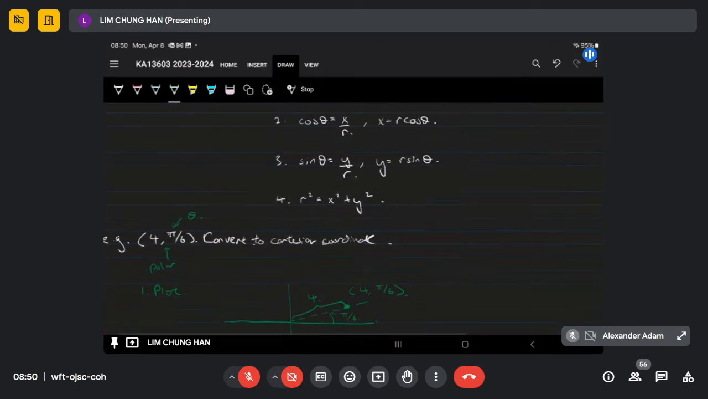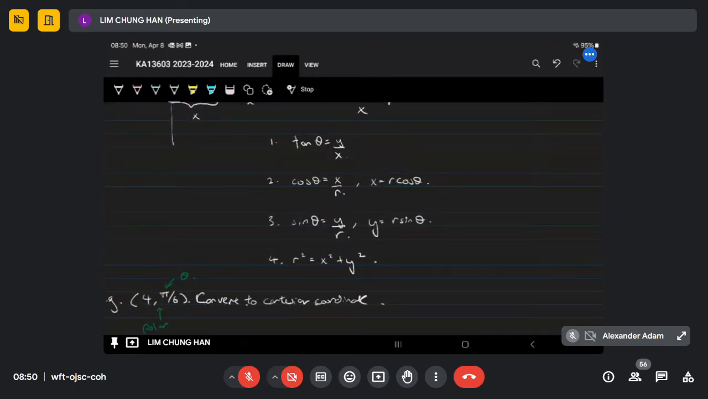So let's go back to our 4 formulas here. Which formula do you think I can use? Straight away, you see x, y. Do you see x and y there? Equation 2 and equation 3, x and y. I straight away apply these two, I get the answer.